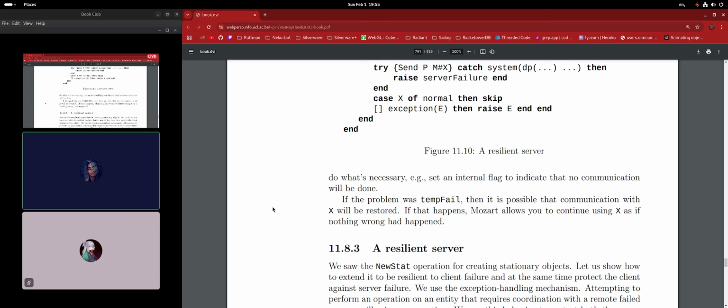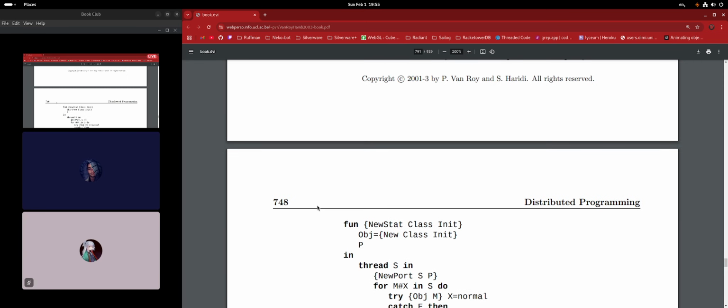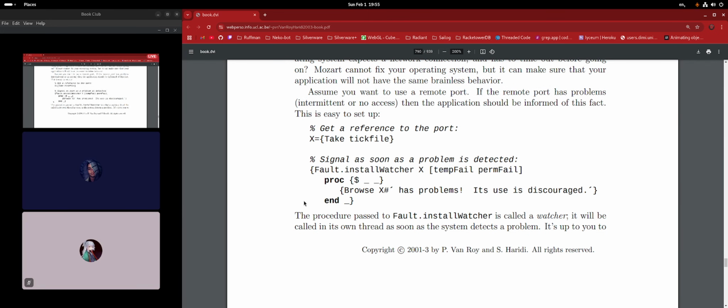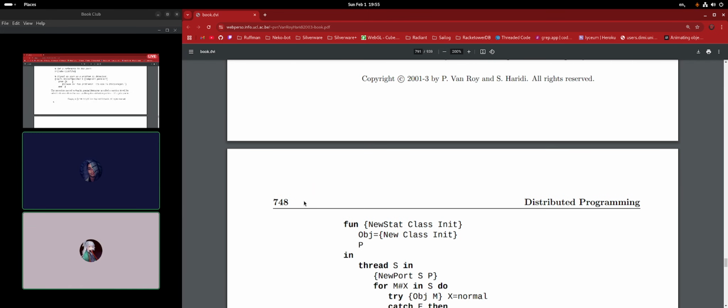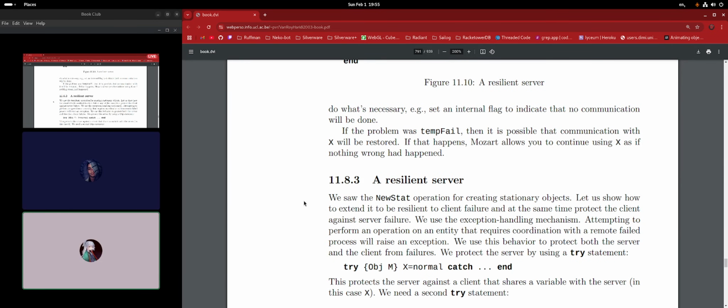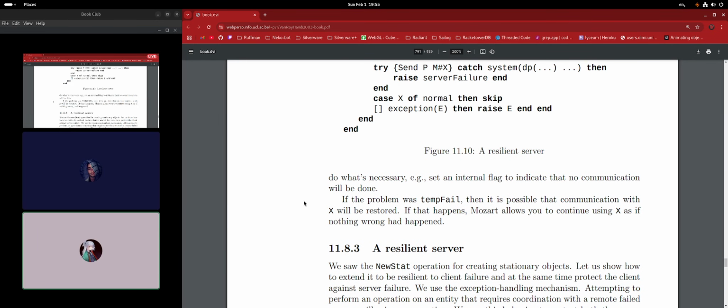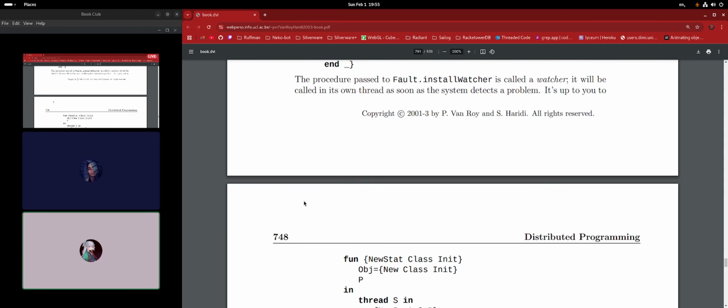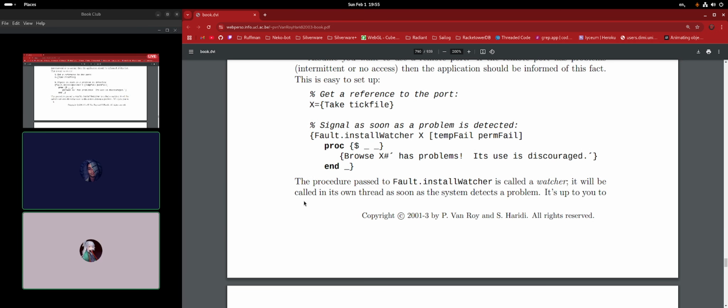Set an internal flag to indicate that no communication will be done. If the problem was temp fail, then it is possible that communication with X will be restored. If that happens, Mozart allows you to continue using X as if nothing wrong had happened. But it should block, probably. It will block. Well, you could block, or you could set a flag to abort and try again later. There are options, right? But blocking is the easiest one, I think.